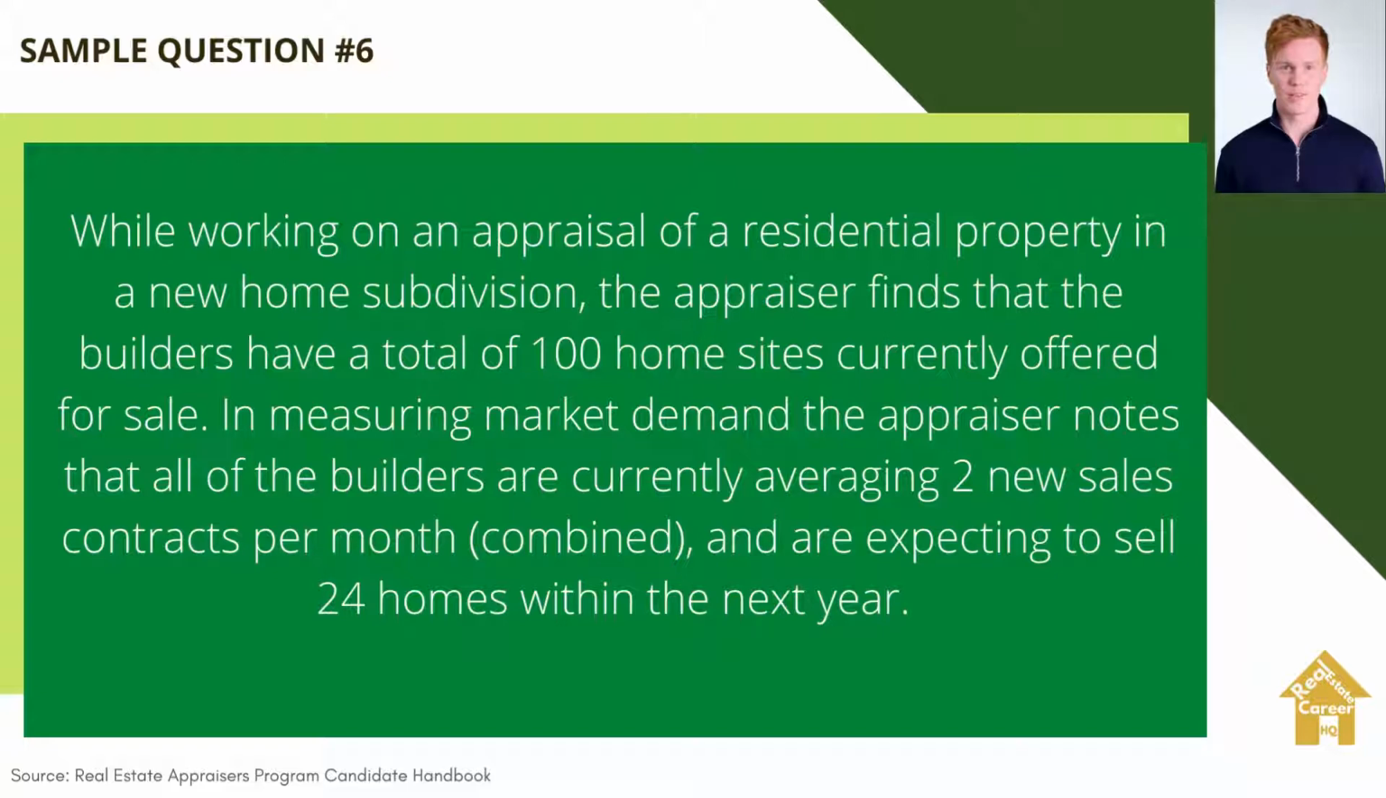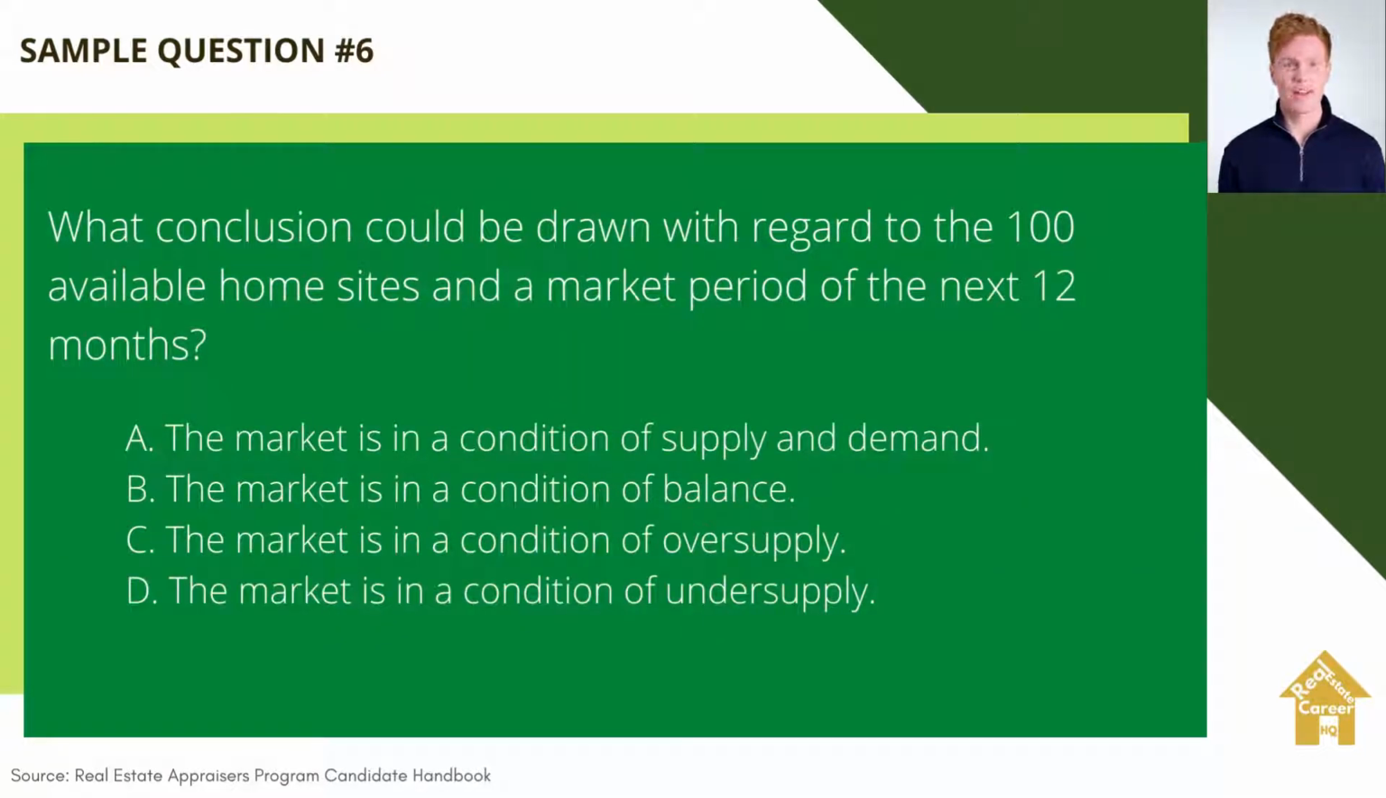While working on an appraisal of a residential property in a new home subdivision, the appraiser finds that the builders have a total of 100 home sites currently offered for sale. In measuring market demand, the appraiser notes that all of the builders are currently averaging 2 new sales contracts per month, combined, and are expecting to sell 24 homes within the next year. What conclusion could be drawn with regard to the 100 available home sites and a market period of the next 12 months? A. The market is in a condition of supply and demand.